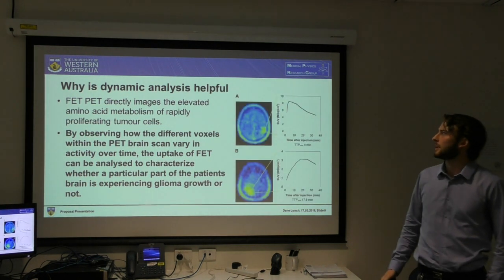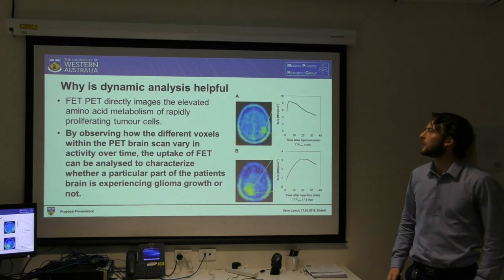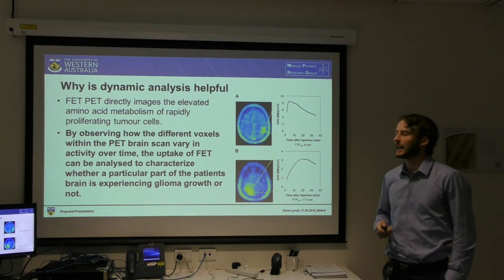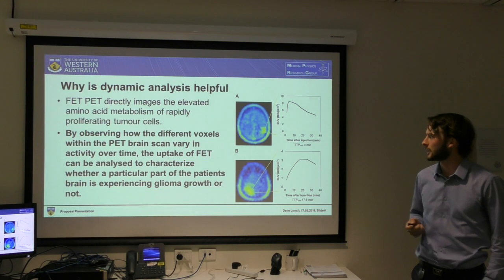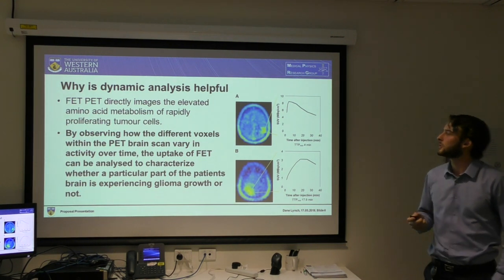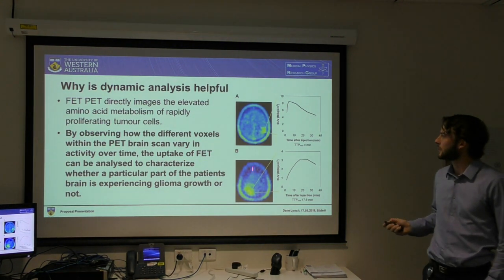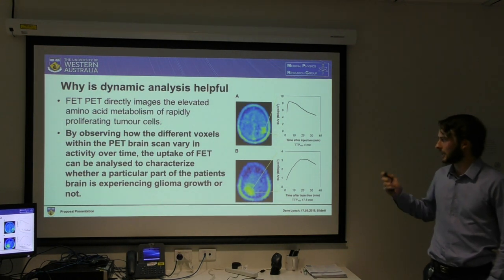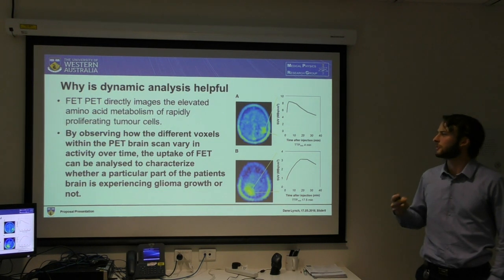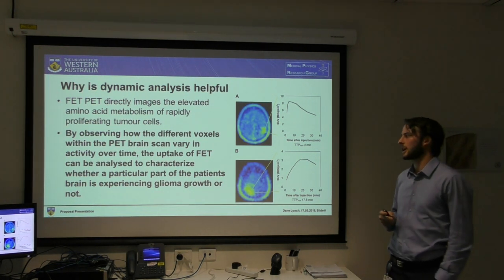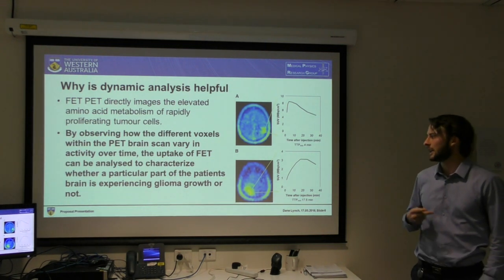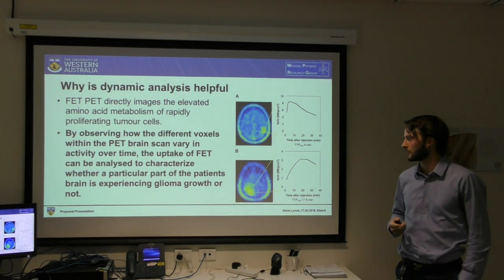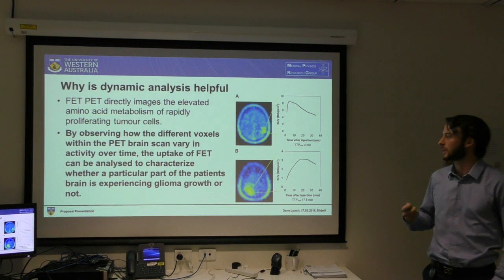So why is dynamic analysis helpful? So FET PET directly images the elevated amino acid metabolism of rapidly proliferating tumour cells. By observing how different voxels within the brain scan vary in activity over time, as shown by these curves here, the uptake of FET can be analysed to characterise whether a particular part of the patient's brain is experiencing glioma growth or not, and exactly how aggressive it is.